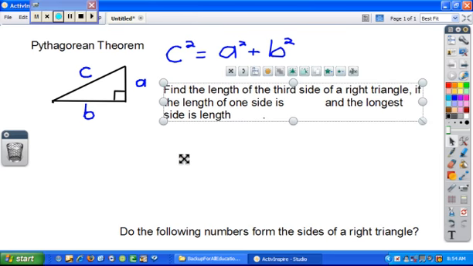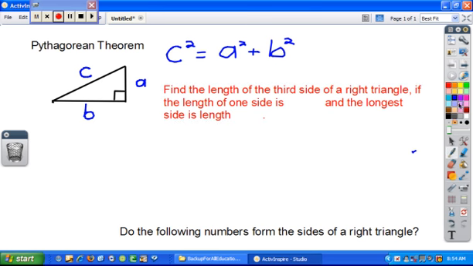Here's my first example. I want to find the length of the third side of a, ooh, wow, that's amazing, I didn't mean to do that. Find the length of the third side of a right triangle if the length of one side is, well, I guess I need to fill that in, if the length of one side is root 3, and the longest side has a length of 2.